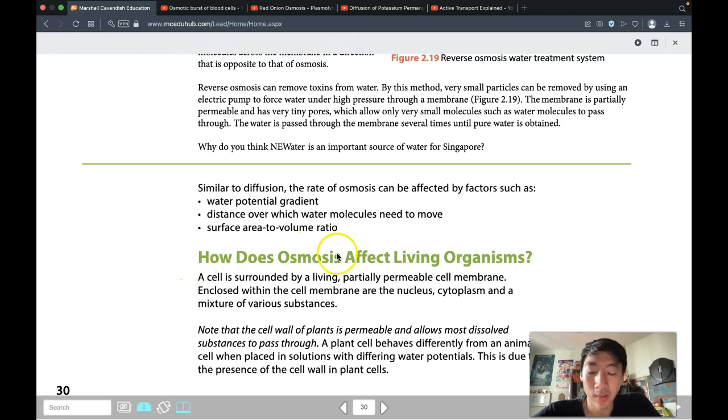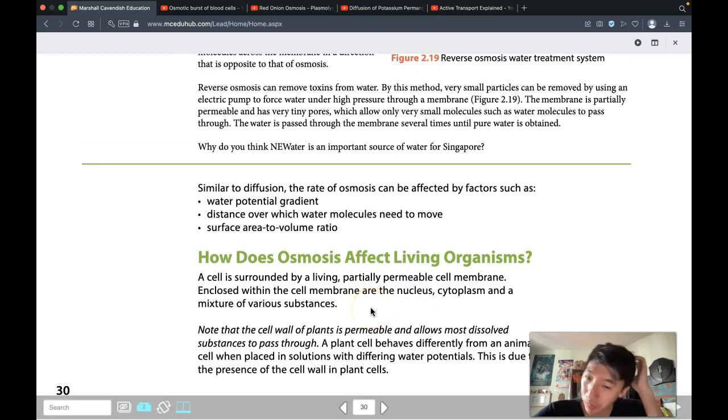Okay, so how does osmosis affect living organisms? A cell is surrounded by a living, partially permeable cell membrane. Enclosed within the cell membrane are the nucleus, cytoplasm, and a mixture of various substances. Do you still remember the word protoplasm? These three things: the cell membrane, nucleus, and cytoplasm, these are the protoplasm.